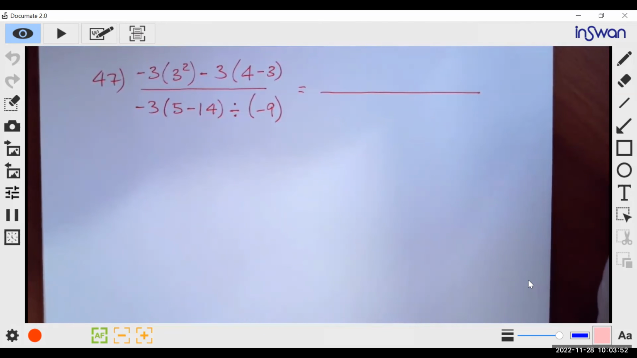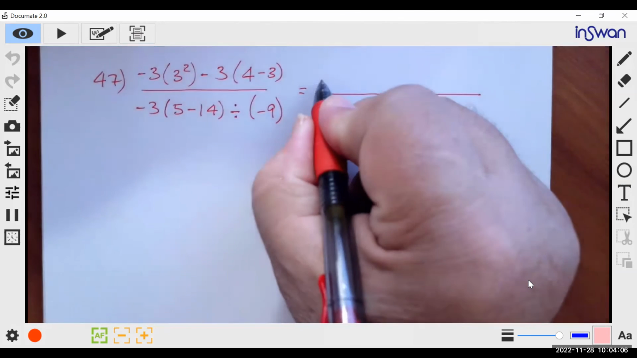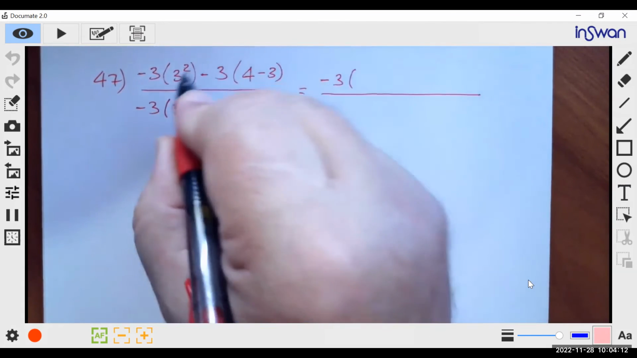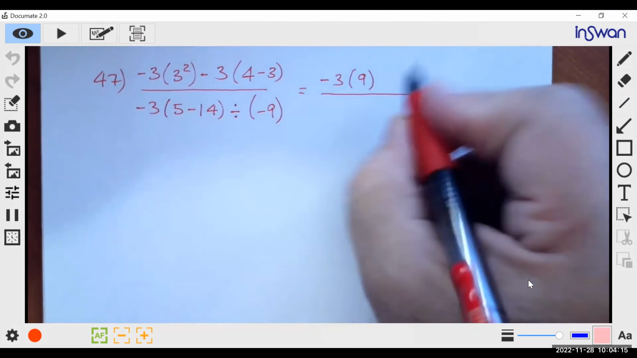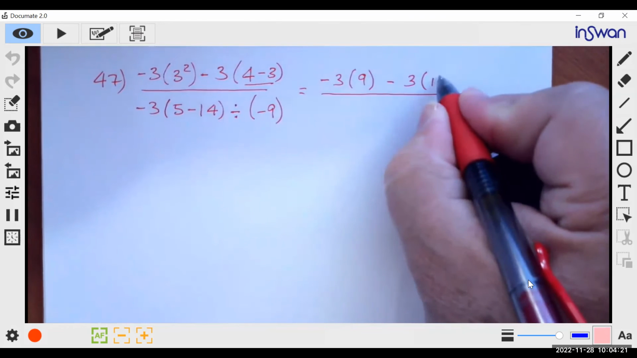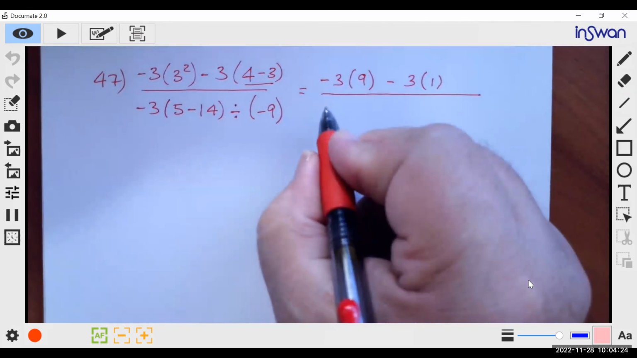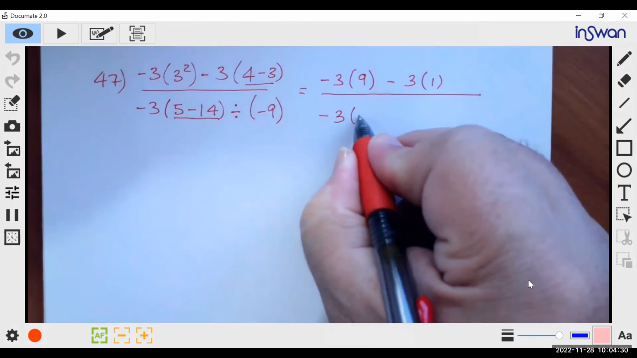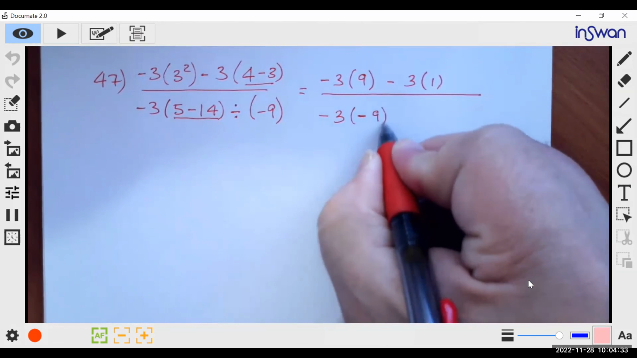Here you treat the top and bottom separately. So on the top, inside the parentheses, 3 squared is 9. 4 minus 3 is 1. Same on the bottom. 5 minus 14. 14 is bigger, it's negative 9.